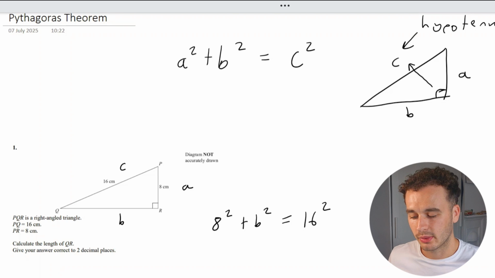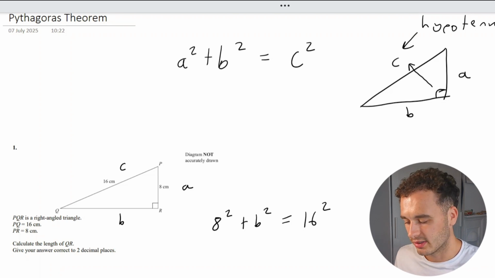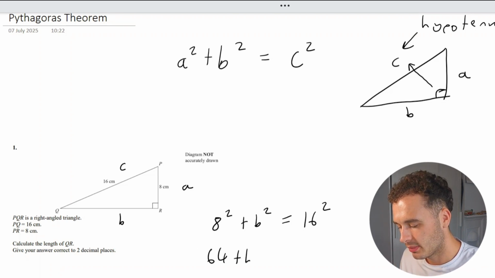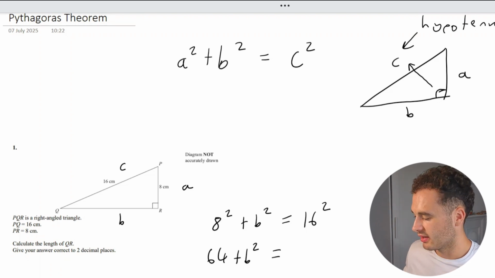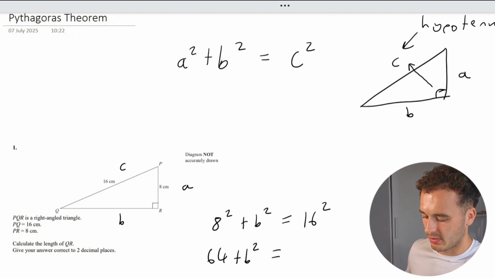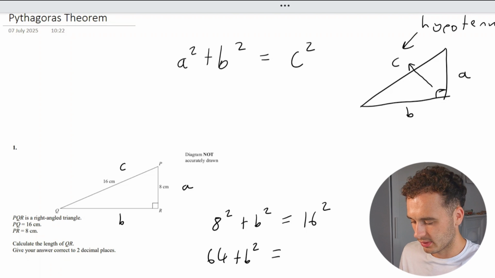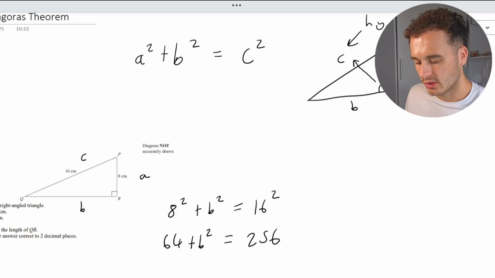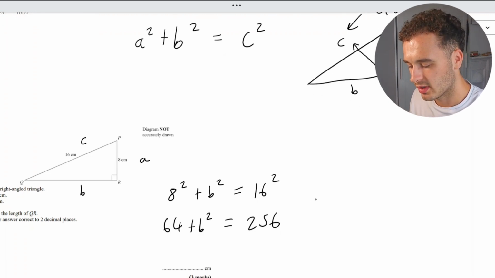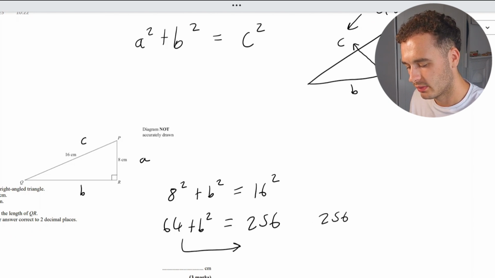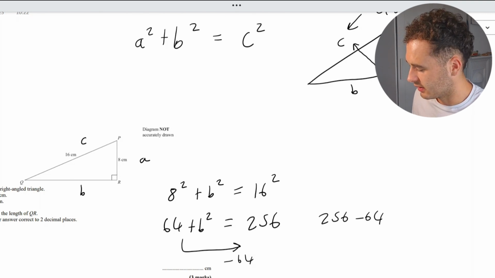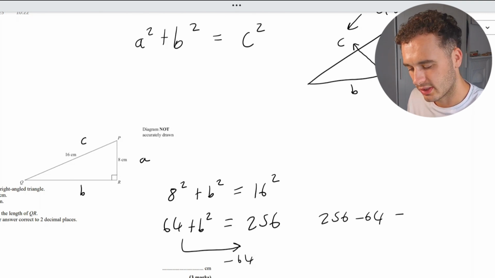So now we need to calculate what each of these values are. What is 8 squared? Well, that's 64. B squared is B squared. And what is 16 squared? I don't know that off the top of my head, so I'm going to quickly use my calculator. 16 squared is 256. So now we have an equation to solve. We need to solve for B. So if we're solving for B, we're going to do 256 minus 64. 256 minus 64 is 192.